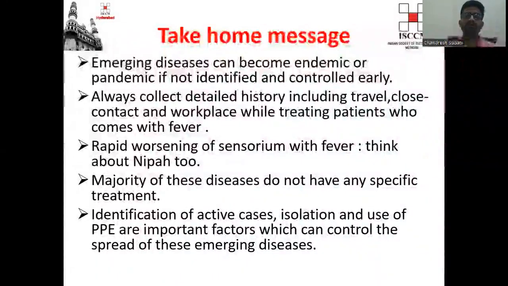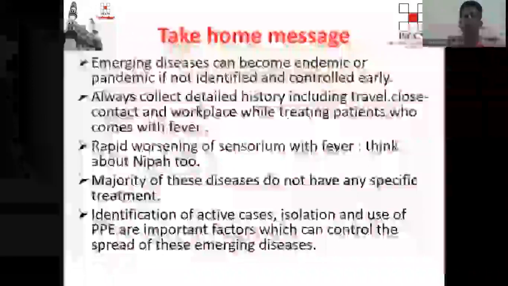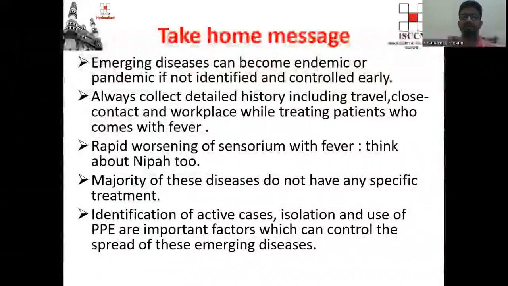So, the take-home message will be, emerging diseases can become endemic or pandemic if not identified and controlled early. Always collect a detailed history, including travel, close contact, and workspace, while treating a patient who comes with fever. If there is a rapid worsening of sensorium with fever, you should think about Nipah virus too. The majority of these diseases do not have any specific treatment, but identification of active cases, isolation of these cases, and use of PPE are important factors which can really control the spread of these emerging diseases.